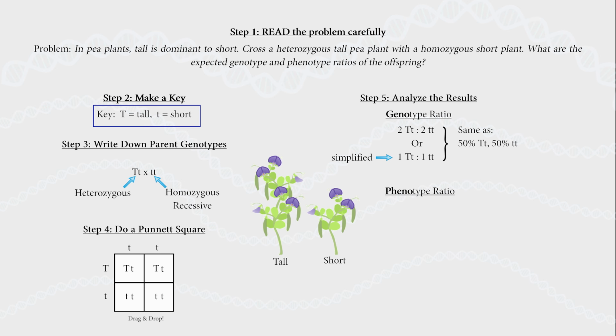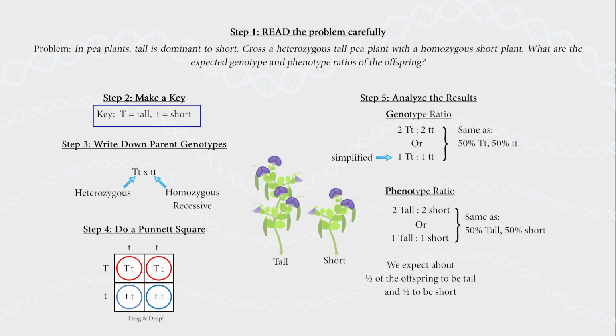Now let's do the phenotype ratio. Since tall is dominant, there are 2 tall offspring for every 2 short offspring. So the phenotype ratio is 2 tall to 2 short. Again, this can be simplified to a 1-to-1 ratio, 1 tall to 1 short. This is the same as saying that there's a 50% chance that an offspring will be tall, and a 50% chance that an offspring will be short. You could also say that you'd expect about half of the offspring to be tall, and half to be short.